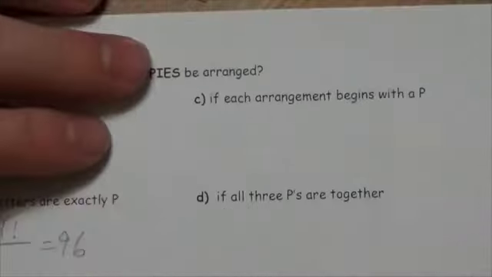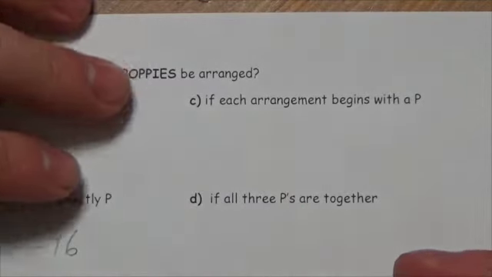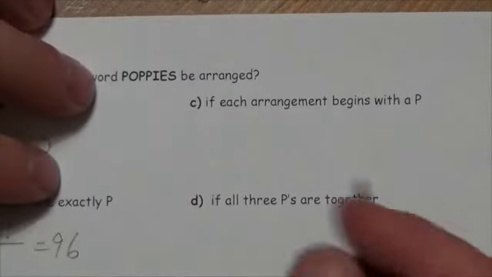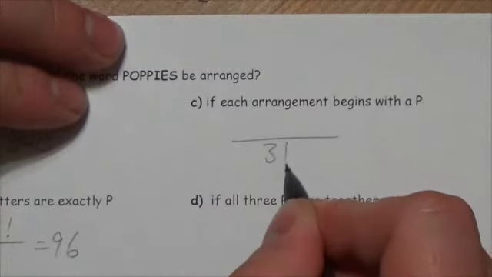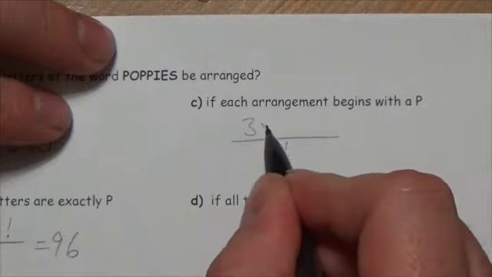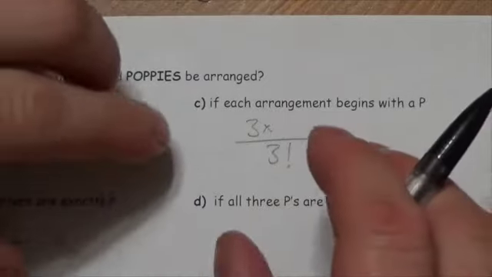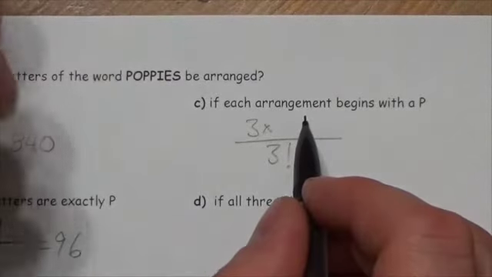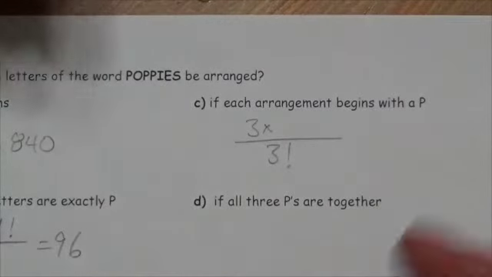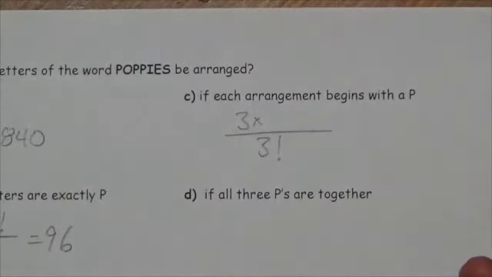Okay, now, what if each arrangement begins with a p? What if you're not specifying that it has to have 2 p's? Well, again, we're still going to divide by 3 factorial. But if it has to begin with a p, there are 3 choices of p. If you don't care what comes next, and it's important to catch the difference here, it's not saying that it has to start with exactly 1 p, just 1 p. It just says it's beginning with a p. So that means the next letter could be a p, doesn't have to be a p.